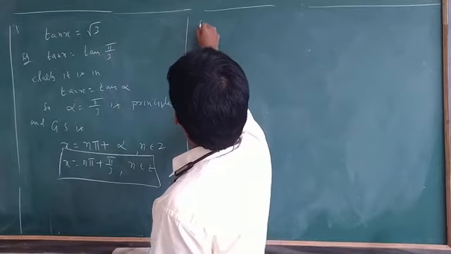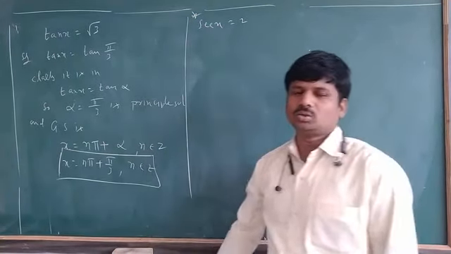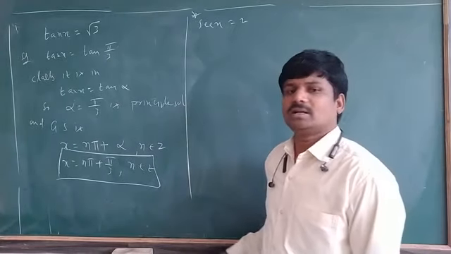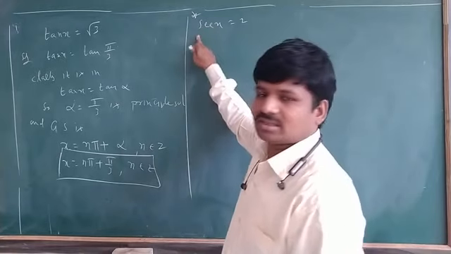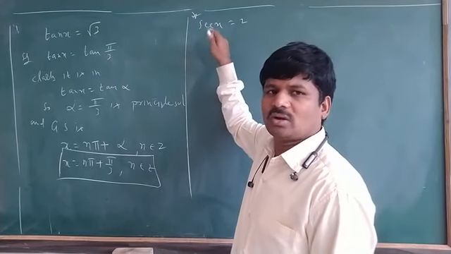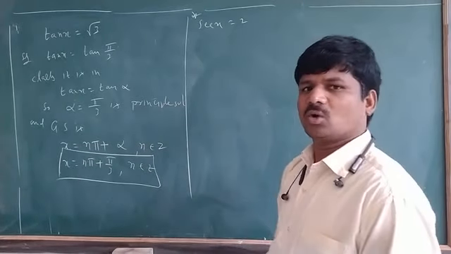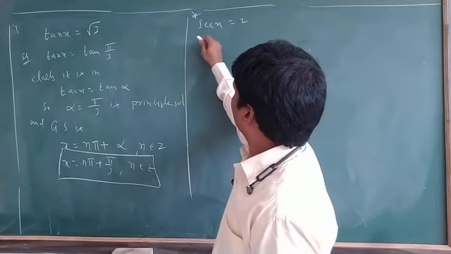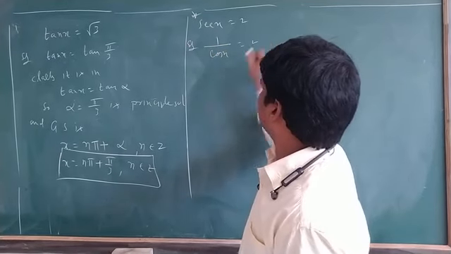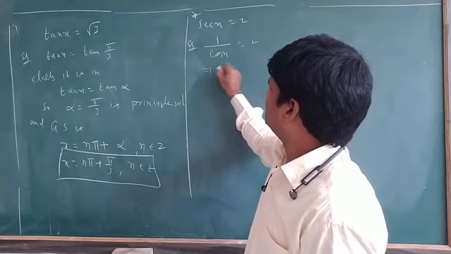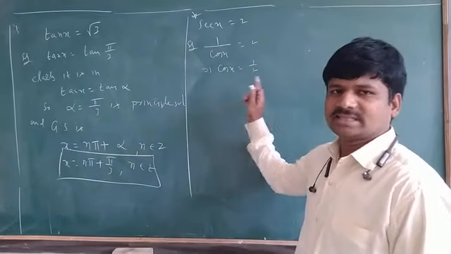Secant x equal to 2. Find the general solution. To find the general solution, here it is secant x, so no need to solve like this. This secant x we are going to convert in terms of cos. Secant x means 1 by cos x is equal to 2. Take the reverse. This implies cos x is equal to 1 by 2.